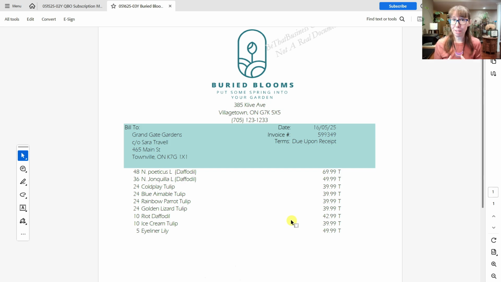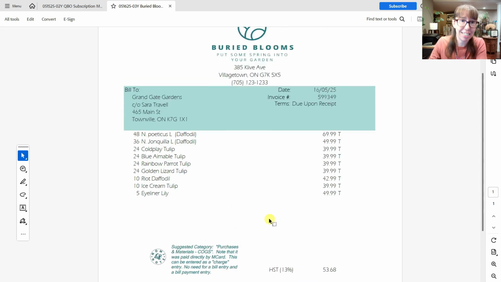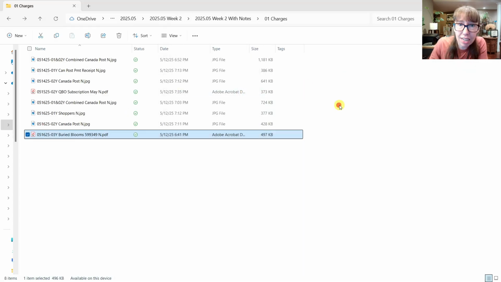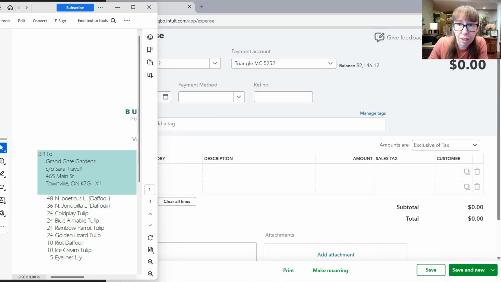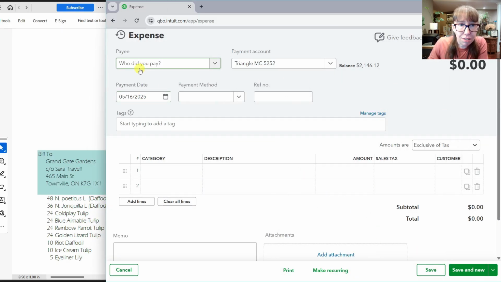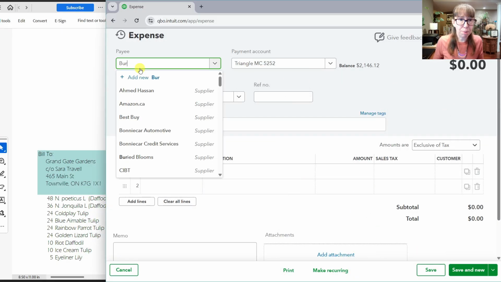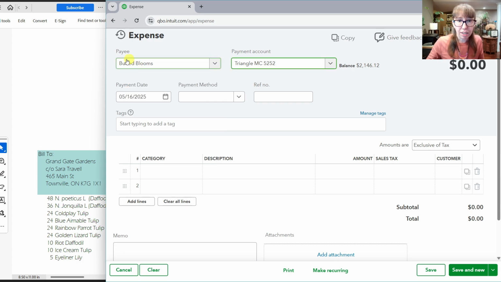If it's one bill and no check number and same date, then it's just a charge entry, just like the shopper's receipt we put in, right? And that's the case here. So let's go ahead and just put this in as a charge entry. And so we're saving new. So who did we pay? It was Buried Blooms. It doesn't remember anything.